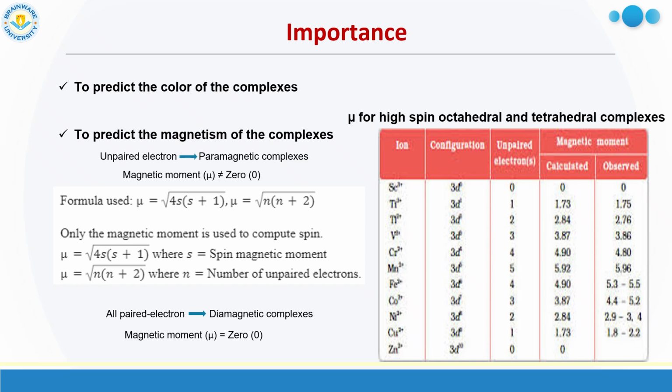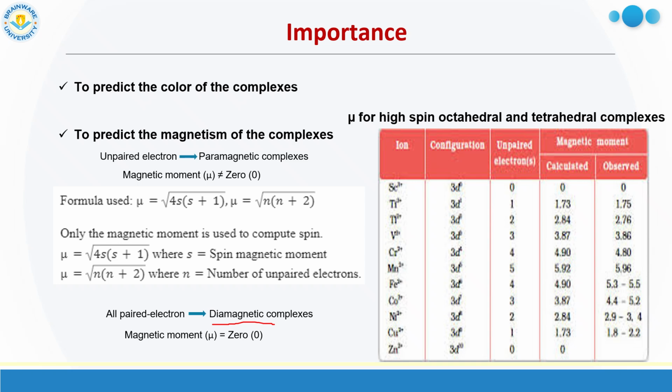And the second one is to predict the magnetism. If there is an unpaired electron, then it becomes paramagnetic. If there are no unpaired electrons, or electrons are paired up, then it becomes a diamagnetic complex. When one unpaired electron is present, it is paramagnetic. Two unpaired electrons, it is also paramagnetic. But the extent of paramagnetism depends on the number of unpaired electrons.